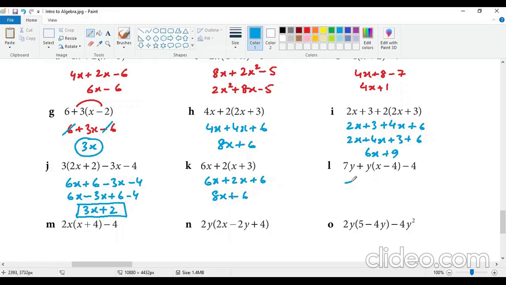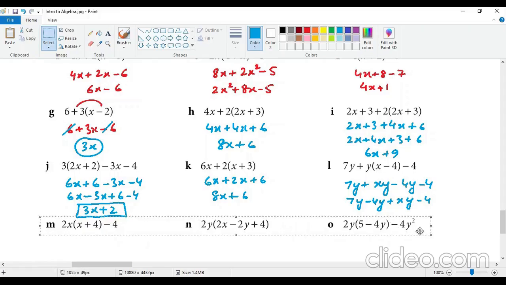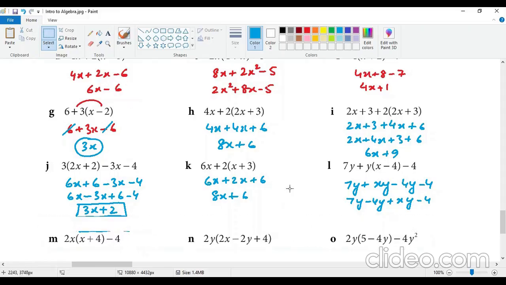7y plus xy plus minus is a minus 4y minus 4, and you can see that 7y minus 4y plus xy minus 4. So your final answer is going to be, just bring this down a little for me to write. So this is going to give us 3y plus xy minus 4. All are different terms and we cannot do anything further with them.